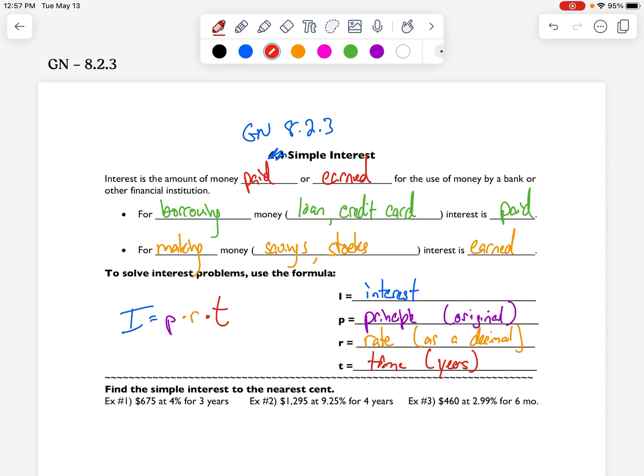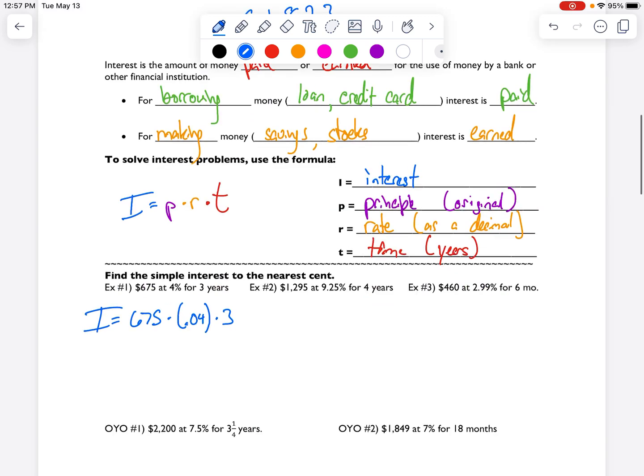So I is the principal, that's 675, times the rate. It says 4%. I'm going to make sure that I write that as a decimal because that's what the directions say, times the years. Throw it into a calculator. The answer that you get is how much money you would have to pay on this amount. Your interest is 81.